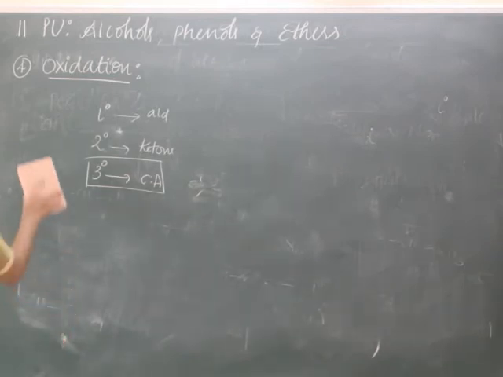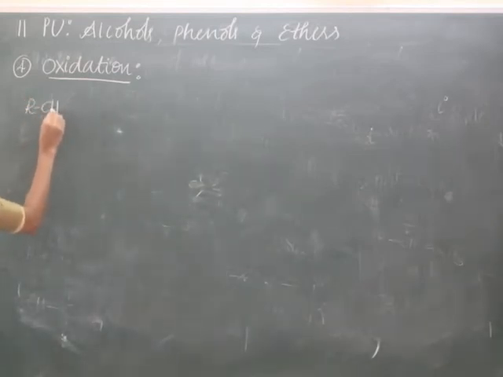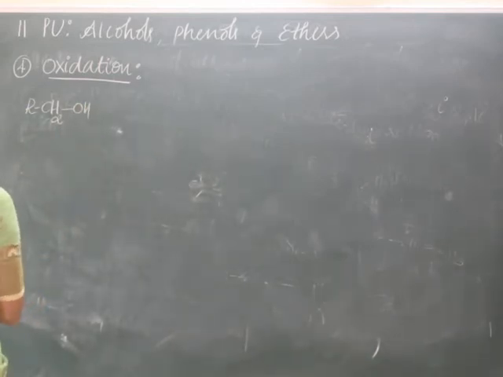Right? Next, primary alcohols on reaction with copper at 573 Kelvin, then formation of aldehyde takes place. That is RCH2OH alcohol. What is this?